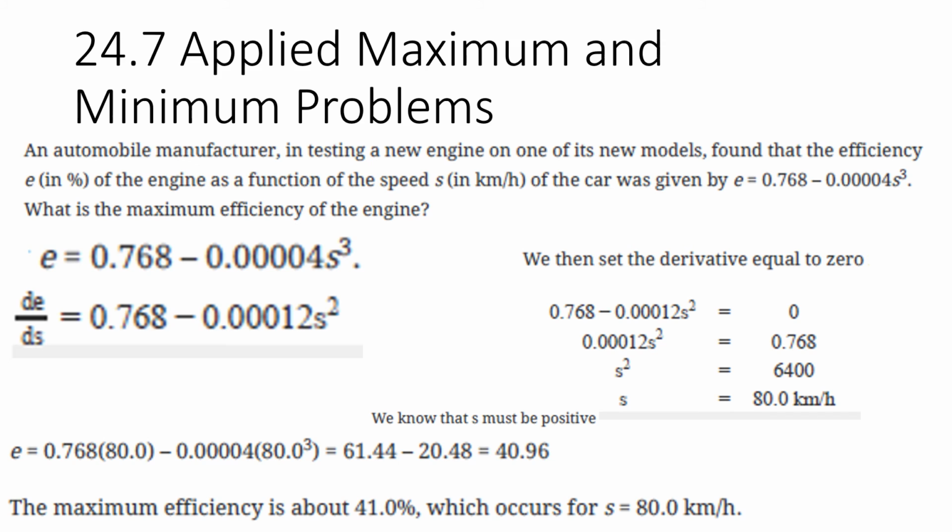And what I'll find is the efficiency at that speed. Here they've correctly re-added the s to the equation. So 0.768 times s, which is 80 kilometers per hour, minus 0.00004 times 80 kilometers per hour cubed. That gives us 40.96, basically 41% efficiency at 80 kilometers per hour. So here you can find the local maximum, which helps you basically solve an engineering problem.